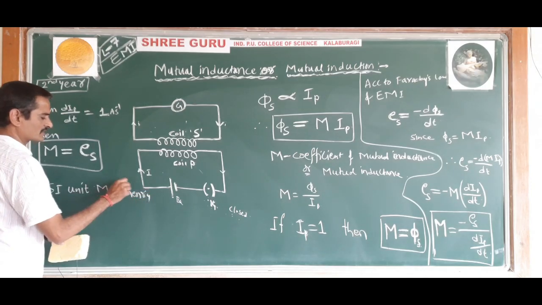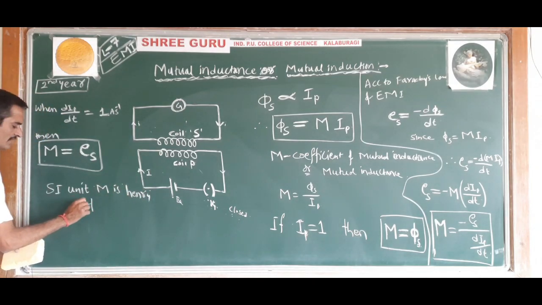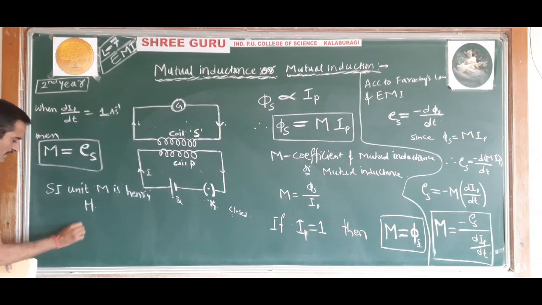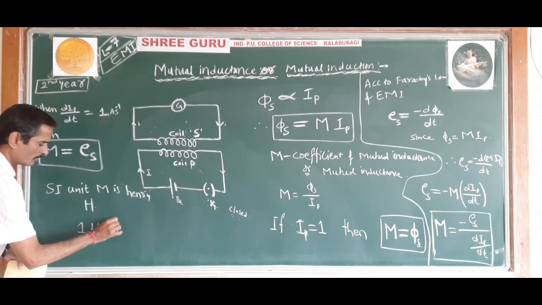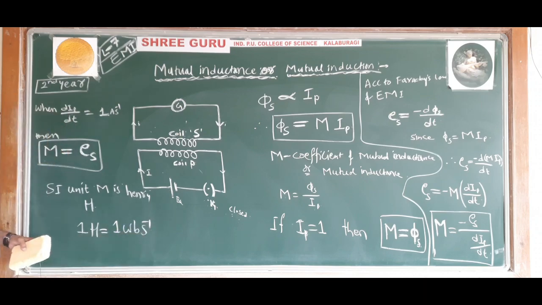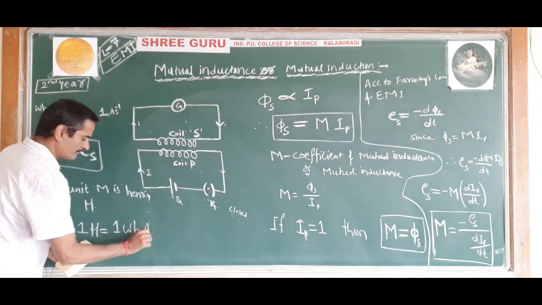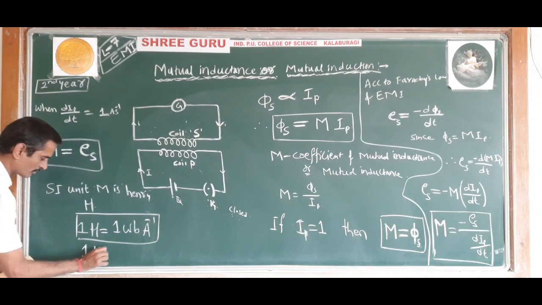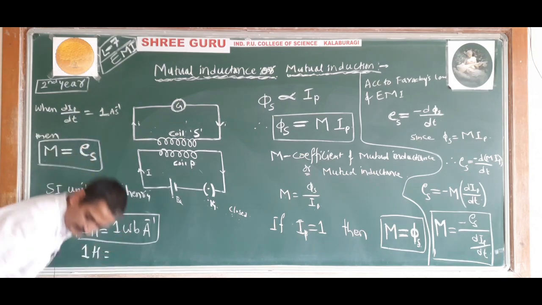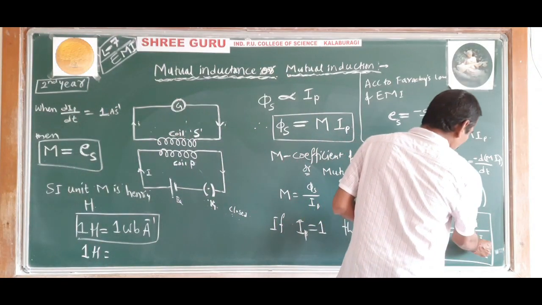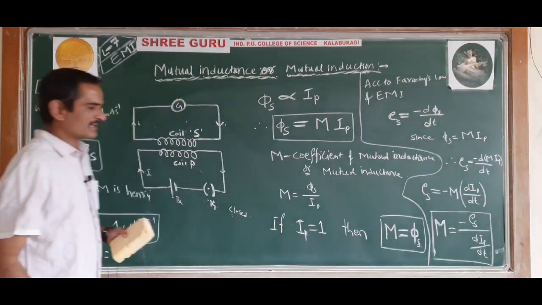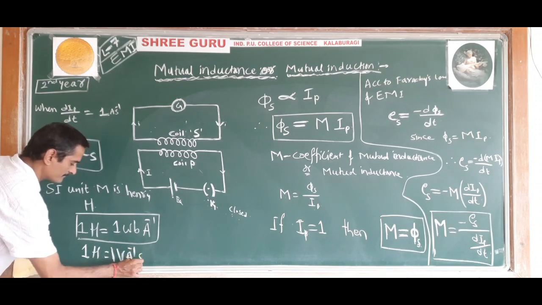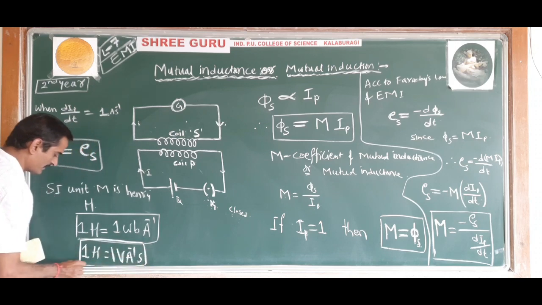Okay. So now further, the SI unit of mutual inductance is Henry, and it is denoted by H. It is given by the formula phi divided by IP. So 1 Henry is equal to 1 Weber per ampere. Similarly, 1 Henry is equal to 1 volt per ampere second. So 1 Henry is equal to 1 volt per ampere second.